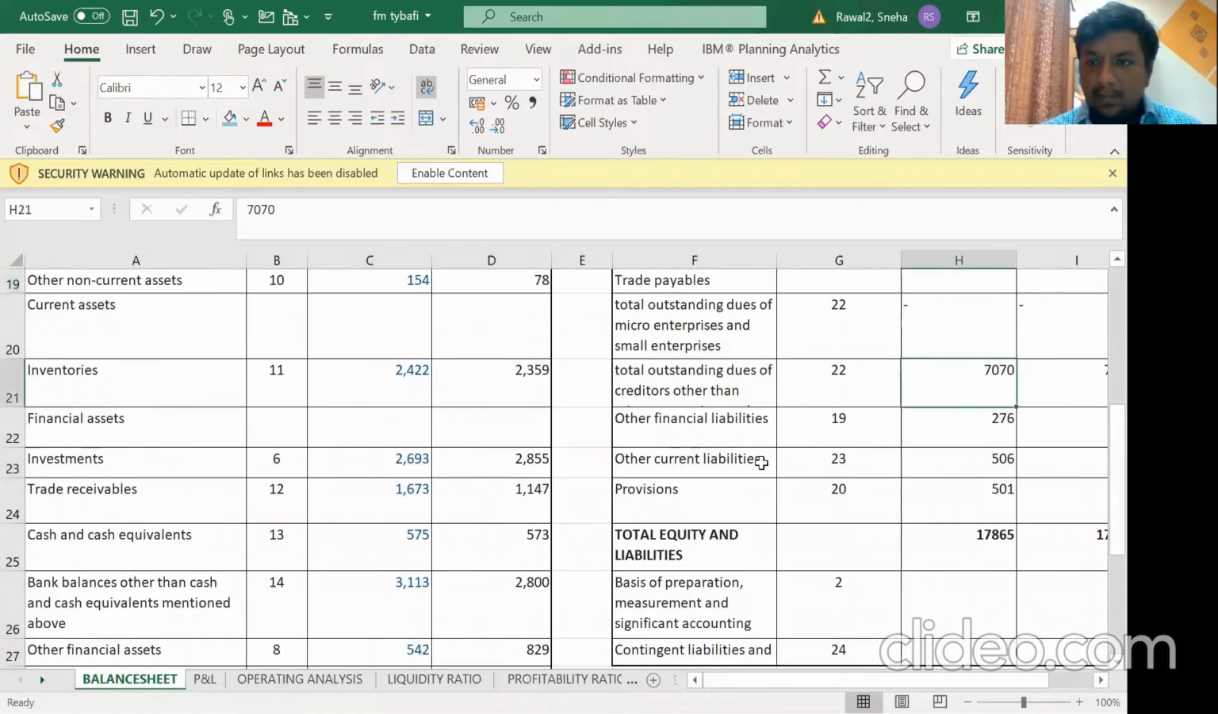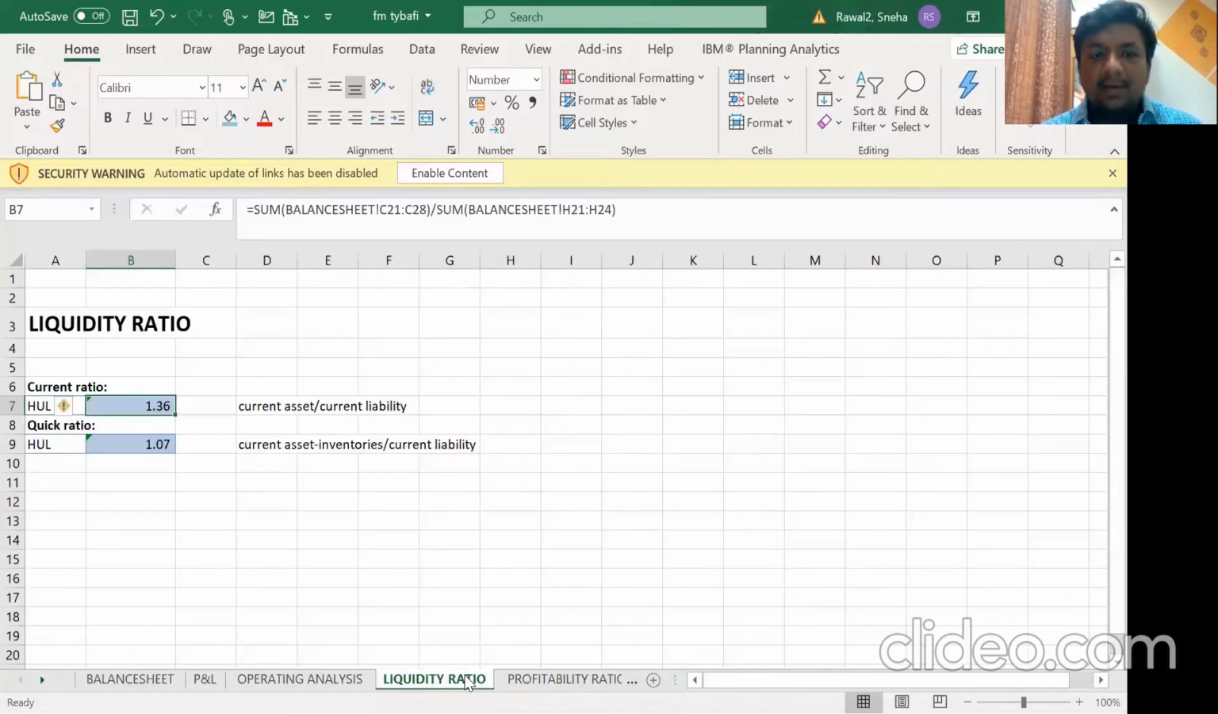divided by creditors, financial liabilities, other current liabilities, and provisions. This gives you the value that is 1.36. This means that for every 1 rupee of current liability, the company is having 1.36 rupees of current assets. So this means that company is well sufficient enough of repaying its current liabilities to meet its short-term obligations.